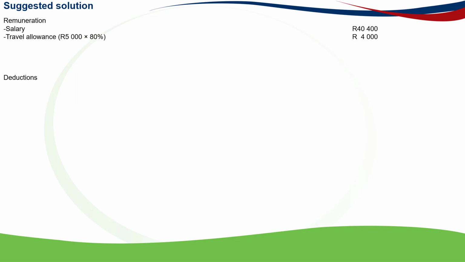What we were given in our scenario is 5,000. Remember, according to the definition of remuneration, we will only include 80% in remuneration. So you take that 5,000, multiply it by 80% to get to that 4,000. Since we were not given any information in terms of kilometers traveled, the assumption therefore is we will include 80% until we are given information on the contrary.